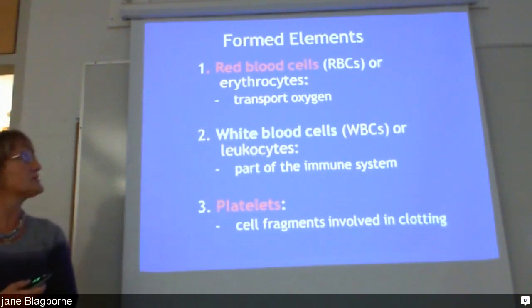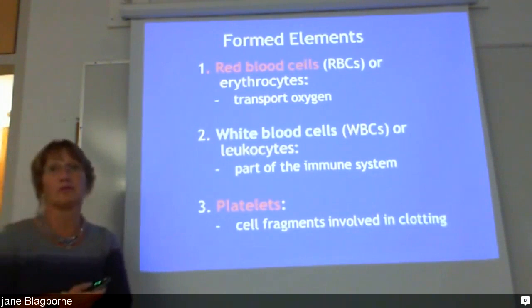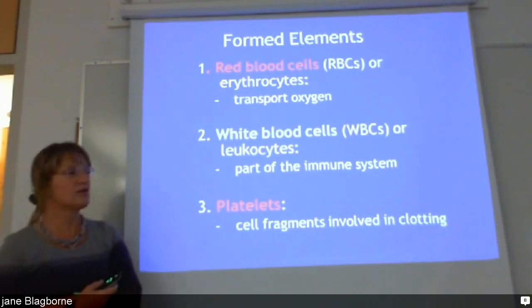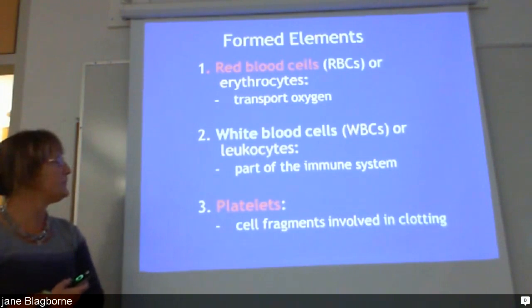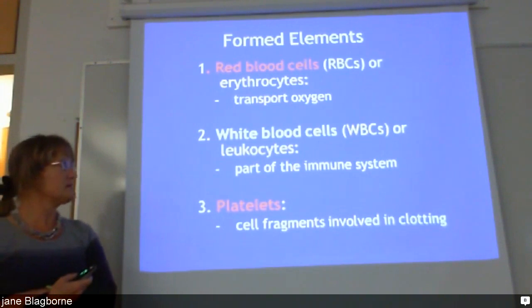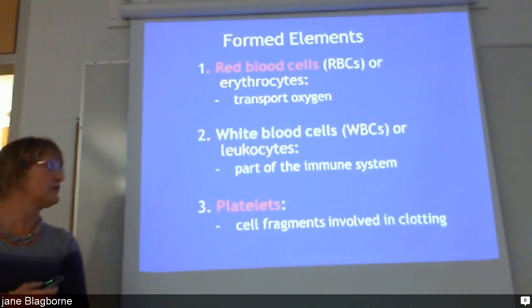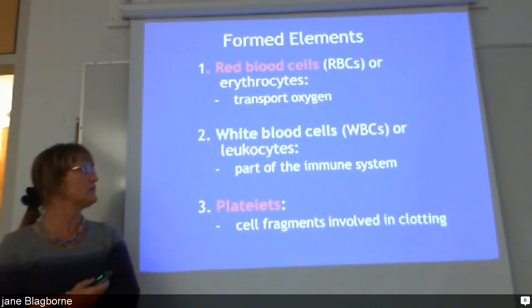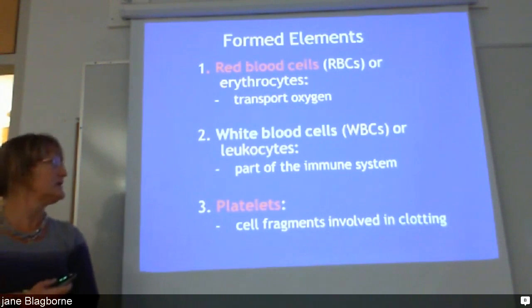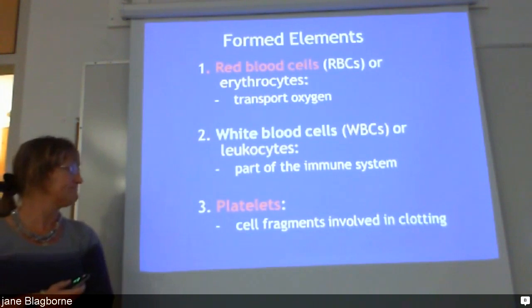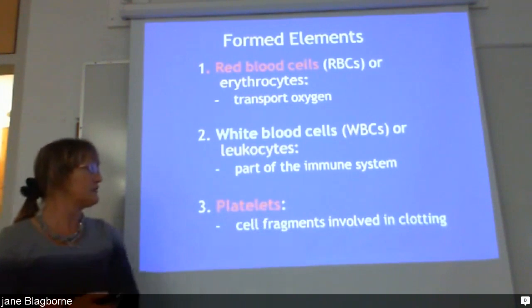They transport oxygen. We're going to talk further about how the red cells do that later on in the slides. The white blood cells, of course, the leukocytes, are part of your immune system and part of your defense against infection. And the platelets, cell fragments involved in clotting.